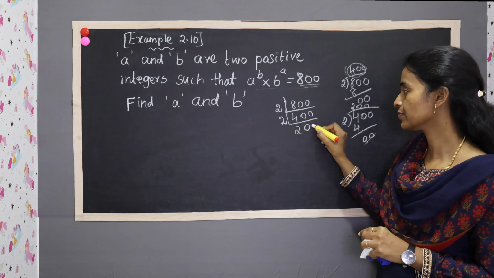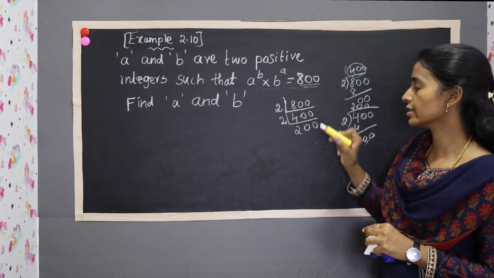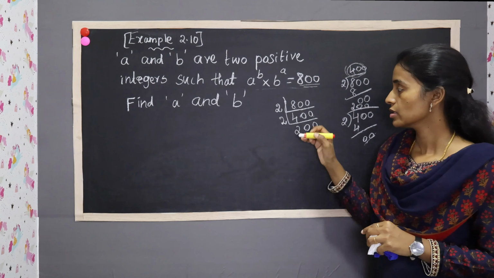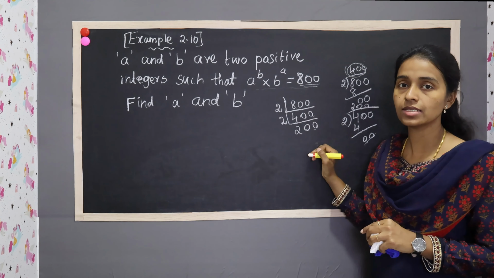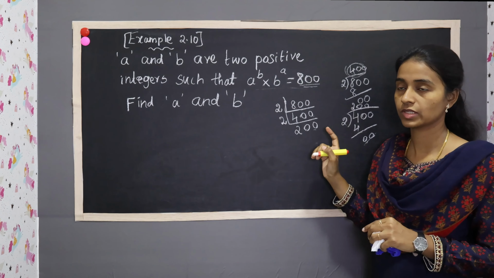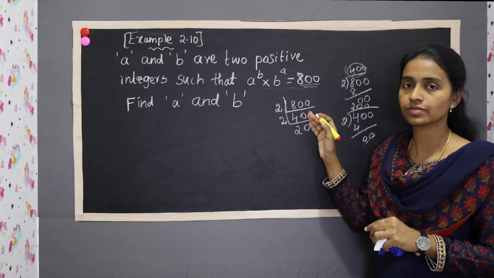200. Look at this. 2 into 400, 800. 2 into 200, 400, right? So this process will be continued until we reach the number 1. Now this is all about the L method.